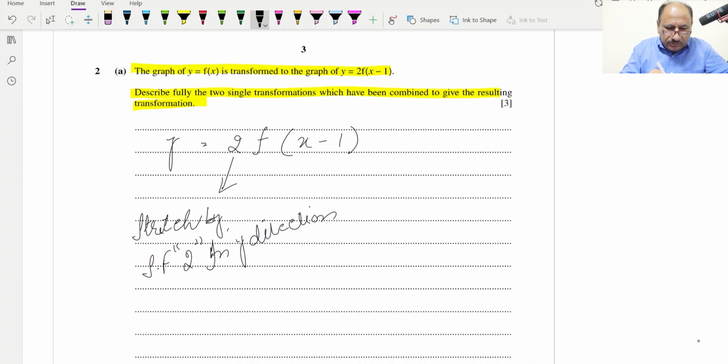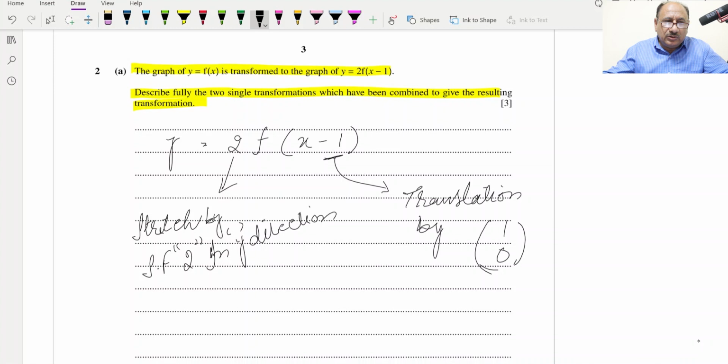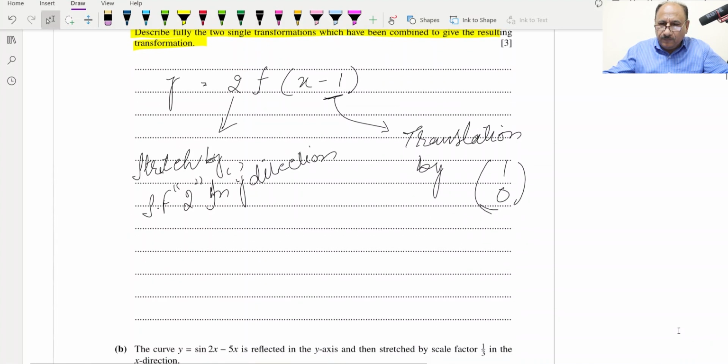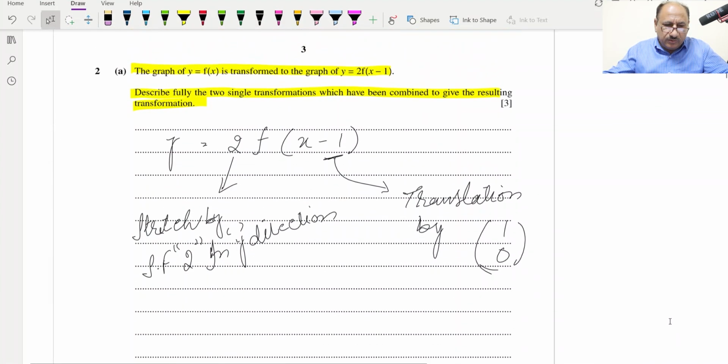This will be showing the stretch, and this is minus 1. This minus 1 indicates translation by x. It will be moved, like if it is minus 1, so it will be moved 1 unit right, and we can say the vector is (1, 0). So this will be the translation for this one. This is a 3-mark question. We have given this detail.